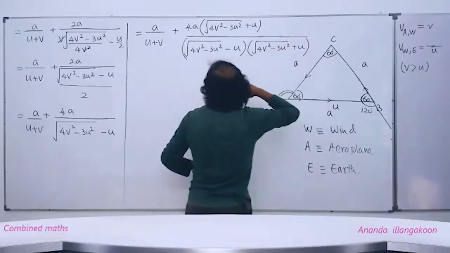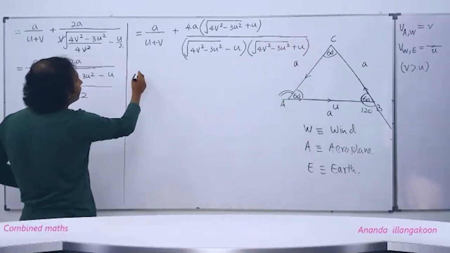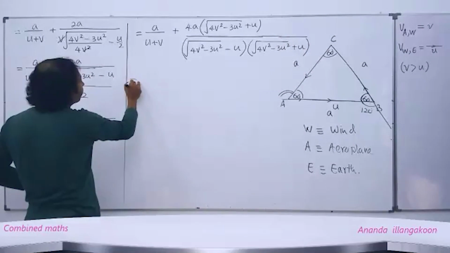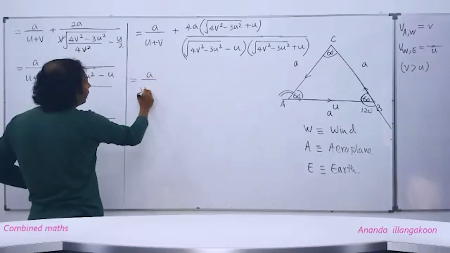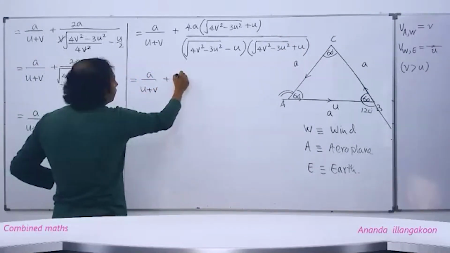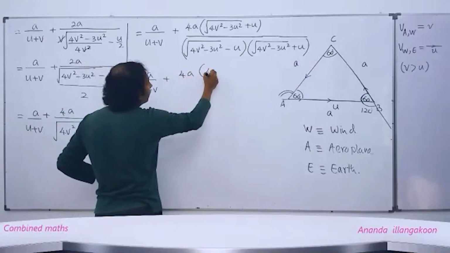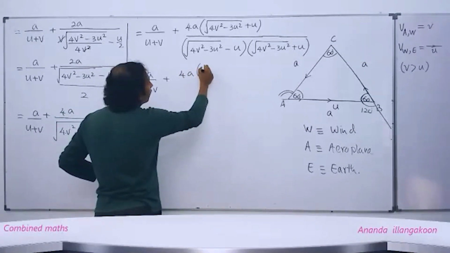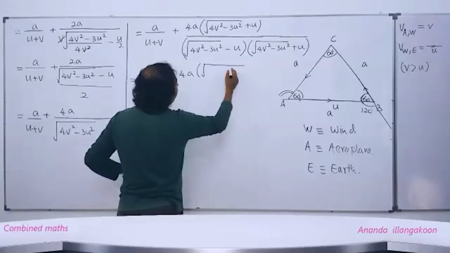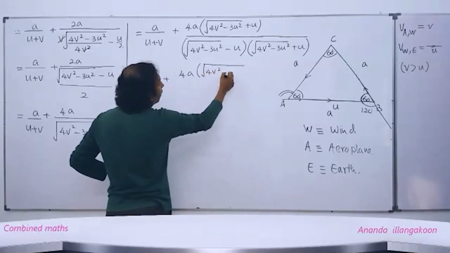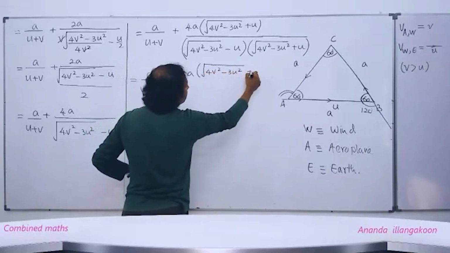This is the conjugate. What is divided by plus v for a, root 4b squared minus 3b squared plus u.